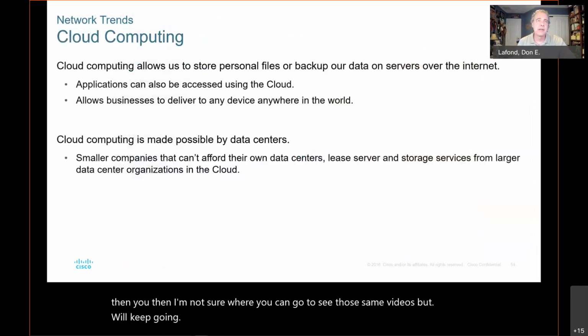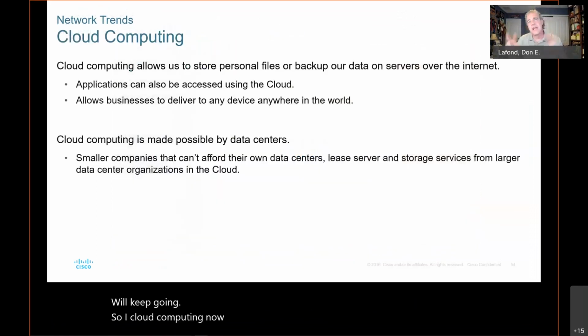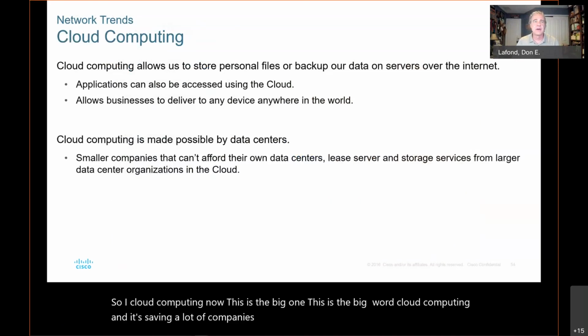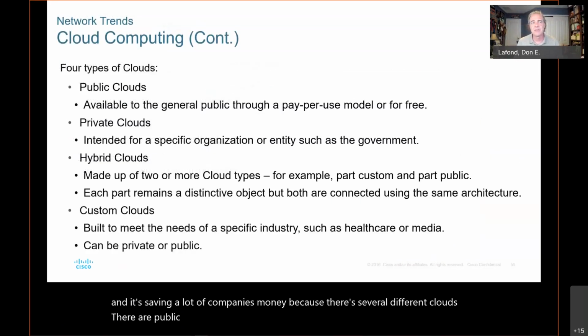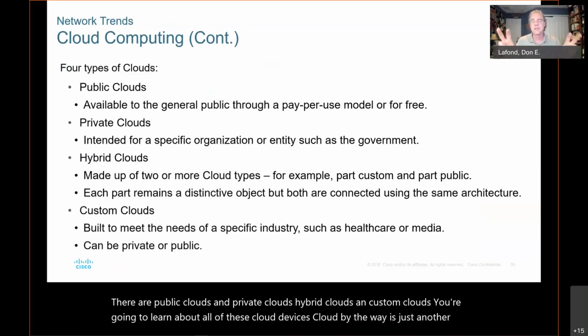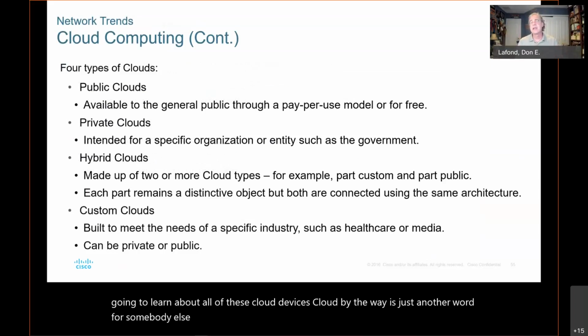So cloud computing. Now this is the big one. This is the big sexy word, cloud computing. And it's saving a lot of companies money because there are several different clouds. There are public clouds and private clouds, hybrid clouds, and custom clouds. You're going to learn about all of these cloud devices. Clouds, by the way, is just another word for somebody else's network. You are either uploading your applications to somebody else's network.